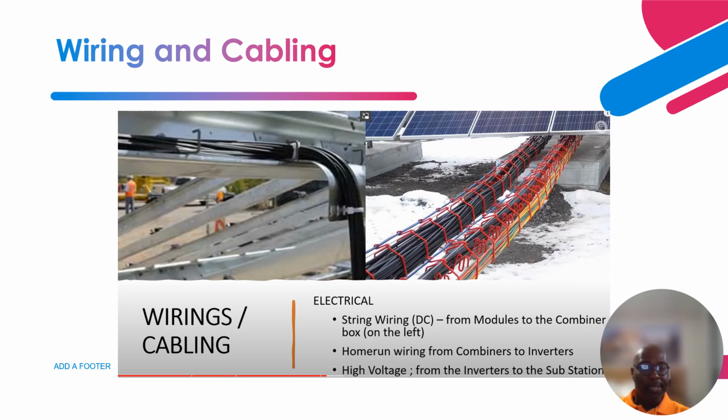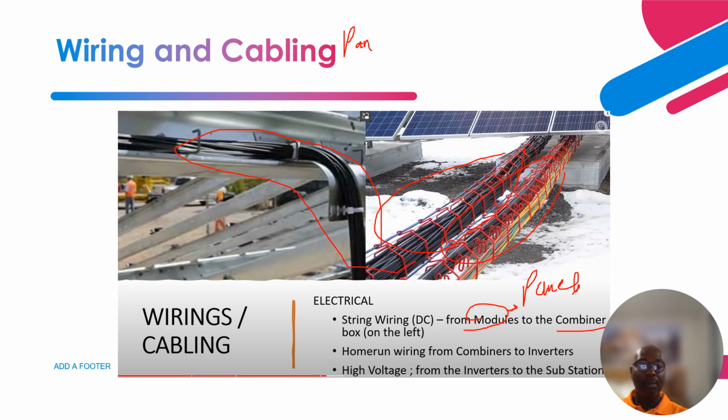Okay, so this slide basically tells us the wiring and cabling that is achieved. As you can see over here, this is the wiring and cabling. You can see part of it underneath these DC panels. I indicated that it's a lot of wiring and cabling, basically connecting from the modules to the combiner, and from the combiners it goes to the inverter.